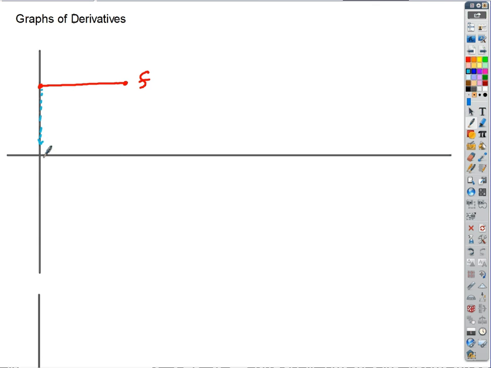a slope value there. In fact, does it ever change? Okay, so the derivative function looks like that. See my point? Okay, let's do another one.